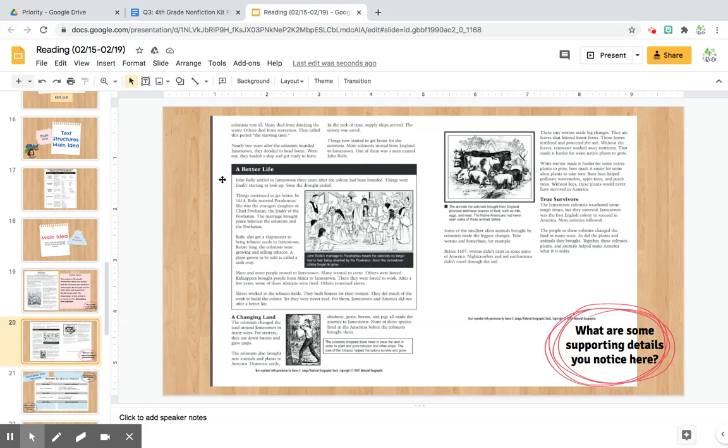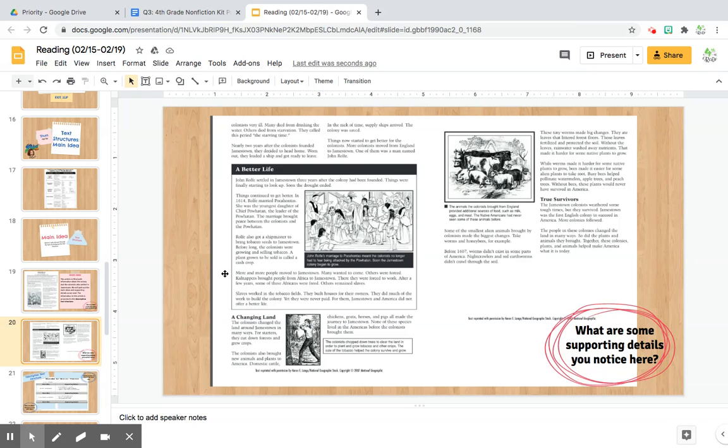In 1614, Rolfe married Pocahontas. She was the youngest daughter of Chief Powhatan, the leader of the Powhatan. The marriage brought peace between the colonists and the Powhatan. Rolfe also got a shipmaster to bring tobacco seeds to Jamestown. And before long, the colonists were growing and selling tobacco. A plant grown to be sold is called a cash crop.